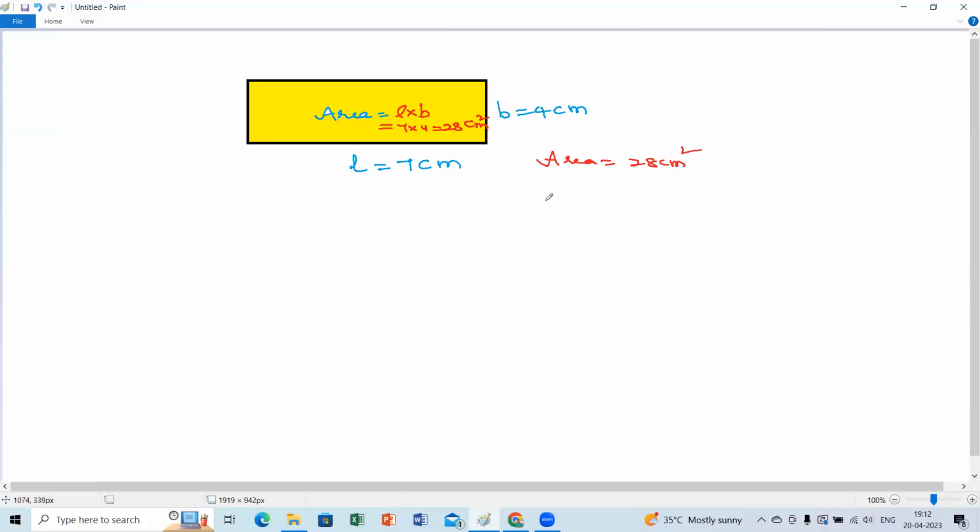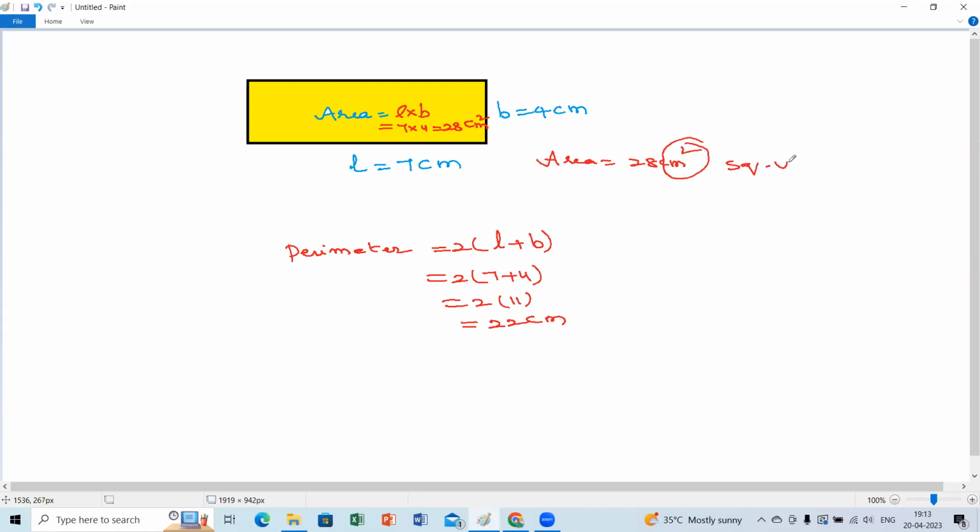Coming to perimeter, what is the formula for perimeter, children? Sum of all sides of the figure, or particularly for a rectangle, 2 times length plus breadth. Length is 7, breadth is 4. If I add 7 plus 4, 11, 2 times 11 is 22 centimeters. Area is measured in square units, whereas the perimeter is measured in direct units only. This is the perimeter of the figure. This is the area of the figure.